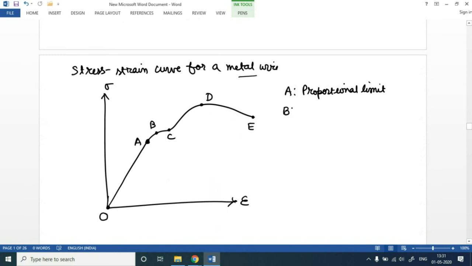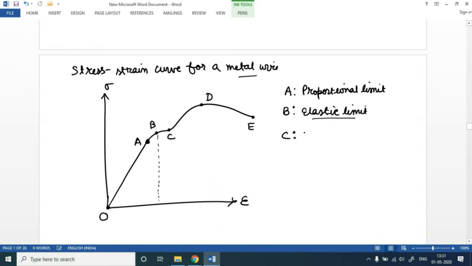Now let's look at point B over here. Point B is known as the elastic limit. Means, for example, if we stretch the wire till point B and then remove the external deforming force, the wire will regain its shape completely. So that is what we are saying, the elastic limit. Up till point B, this material is behaving like a perfectly elastic material, because when we remove that external deforming force, it is completely regaining its shape.